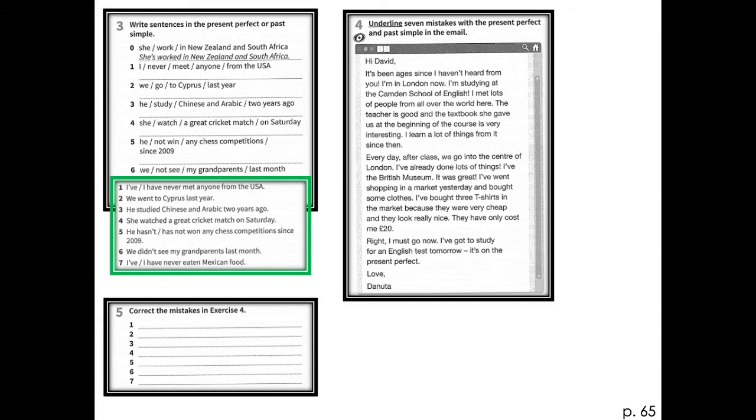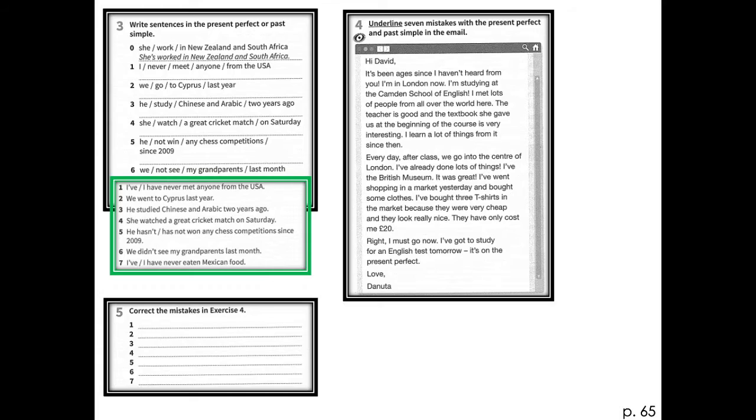I'm studying at the Camden School of English. I met lots of people from all over the world here. The teacher is good and the textbook she gave us at the beginning of the course is very interesting. We learn a lot of things from it since then. Every day after class we go into the center of London.